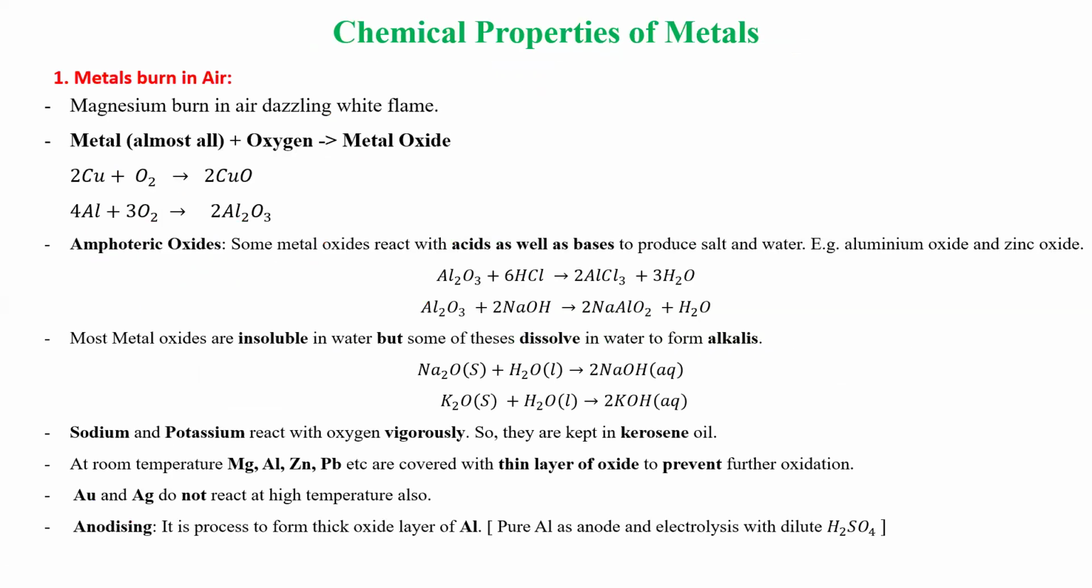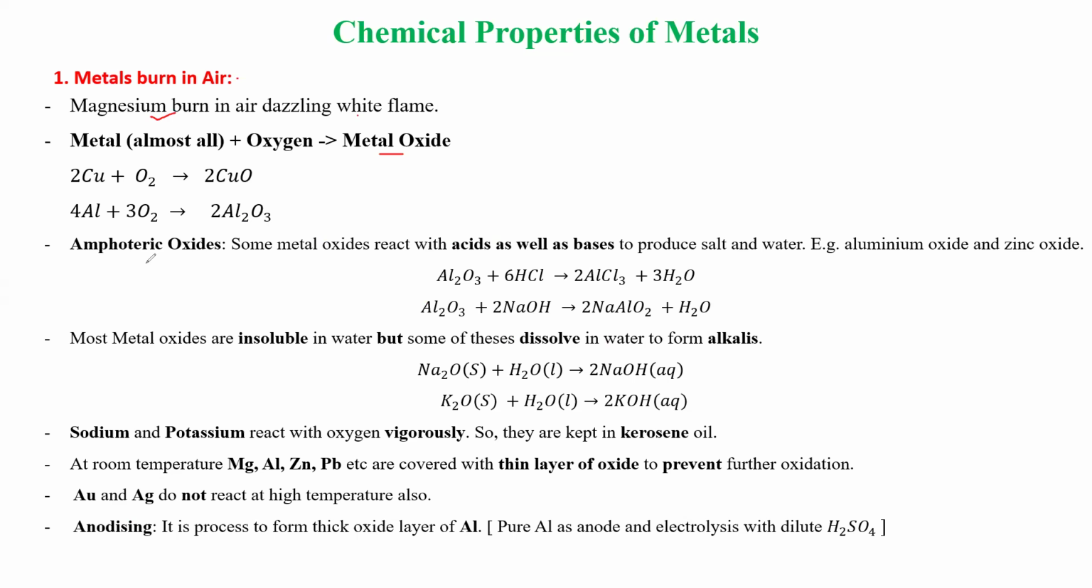Next, we have chemical properties of metals, how metals are going to react with different substances. So that we are going to see here. First one, when we burn a metal in air, what is happening? Already in chemical reactions we have seen, when we burn magnesium, it burns with a dazzling white flame. So metals, almost all, but not all, okay, react with oxygen to form metal oxides. Like here, copper with oxygen gives copper oxide, aluminium with oxygen gives aluminium oxide.